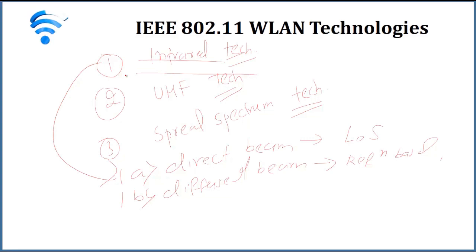Then again, it could be affected by anything like light, ice, fog, snow, anything. Yeah, even dirt could interfere. So that's why these kinds of techniques are not used. So the second one is your UHF technology.